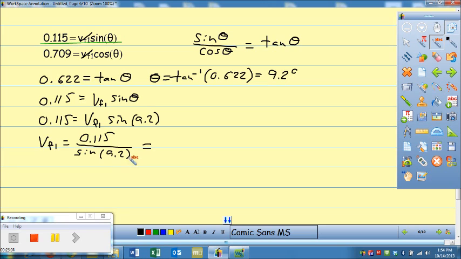Let's see. 0.115 divided by the sine of 9.2 is equal to 0.719 meters per second. Curious if we're anywhere near what they got. Well, in the same ballpark.